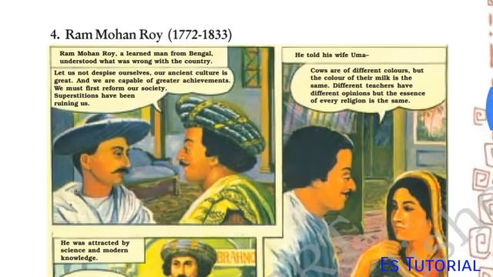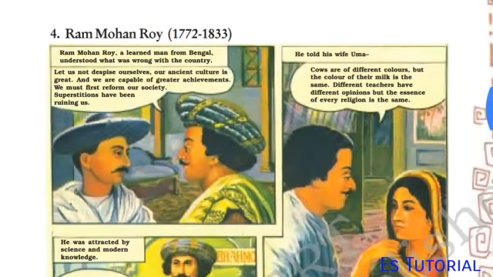Rammohan Roy, 1772 to 1833. Rammohan Roy, a learned man from Bengal. So, who was Rammohan Roy? He was a learned man from Bengal who understood what was wrong with the country. He could understand what was wrong with the country.